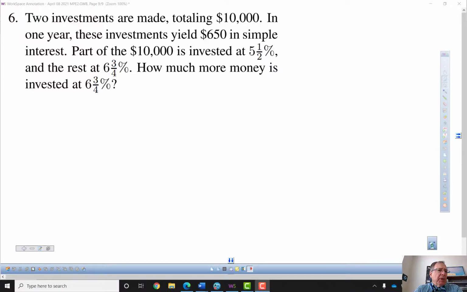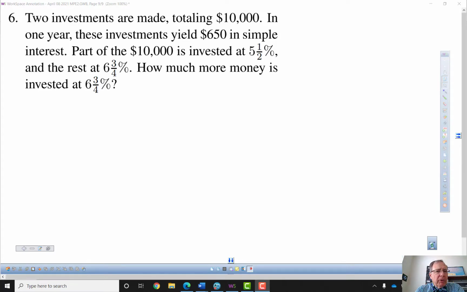Here's problem number 6. Two investments are made totaling $10,000. In 1 year, these investments yield $650 in simple interest. Part of the $10,000 is invested at 5.5% and the rest at 6.75%. How much more money is invested at 6.75%? So this looks horrible initially, but think of number 5 as a warm-up for this one.